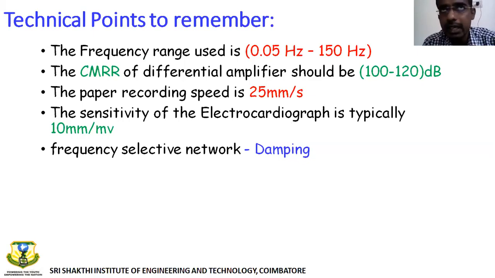Sensitivity means the smallest signal that the machine can respond to. Here our ECG signal can respond to, for 1 millivolt, it can show a difference of 10 millimeter. On the graph, 10 millimeter, it will move. So that's the minimum sensitivity that our ECG equipment will show the difference. And frequency selective network, I told it's for damping.